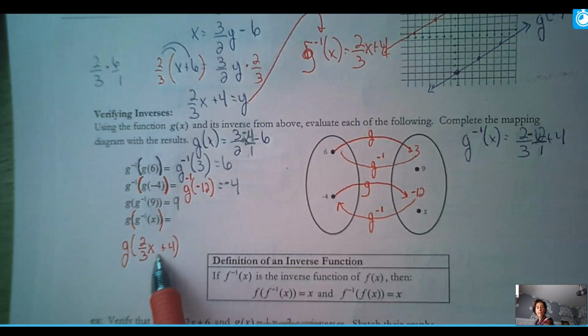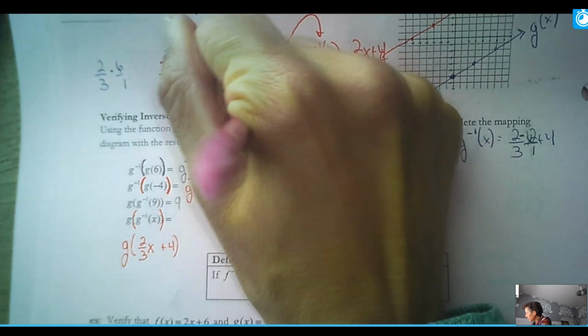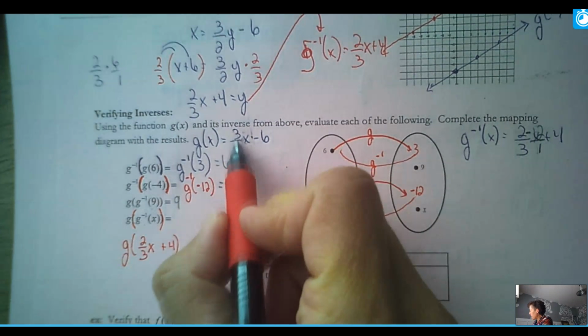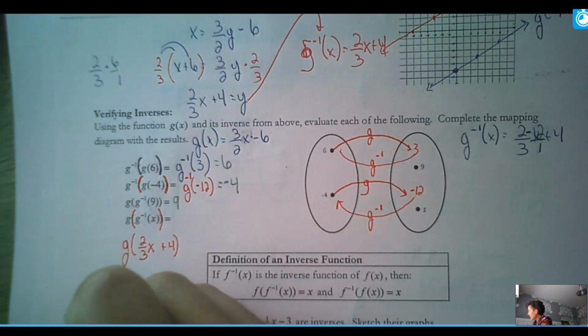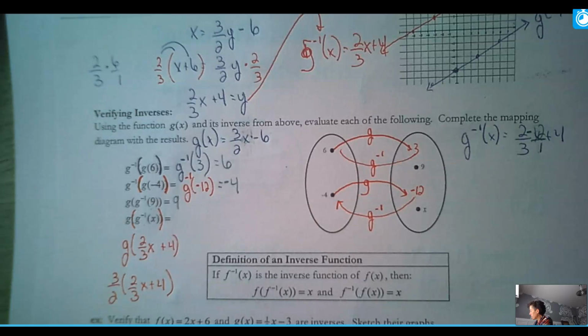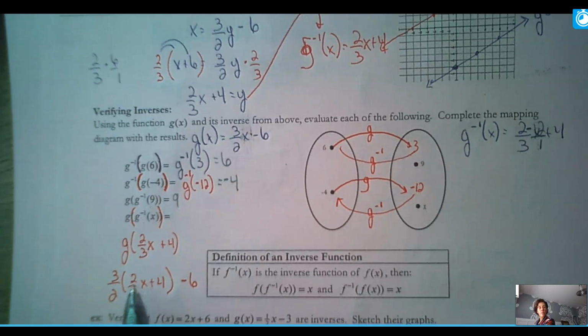And now this says go to G's function. All right, so here's G's function. Let me erase this 4. And I should put all of this in for the x. So I'll have 3/2, but instead of x, we'll put all of this. Okay, and then I still have the -6, and now I'm just going to simplify this.